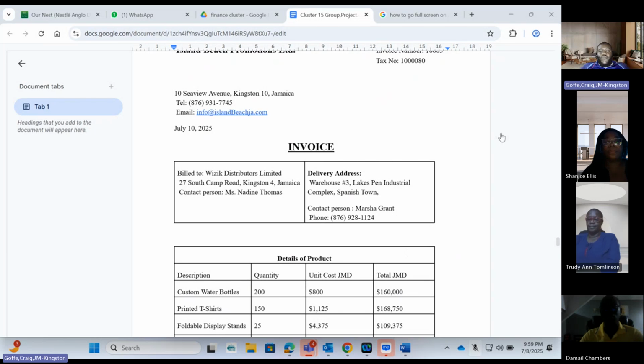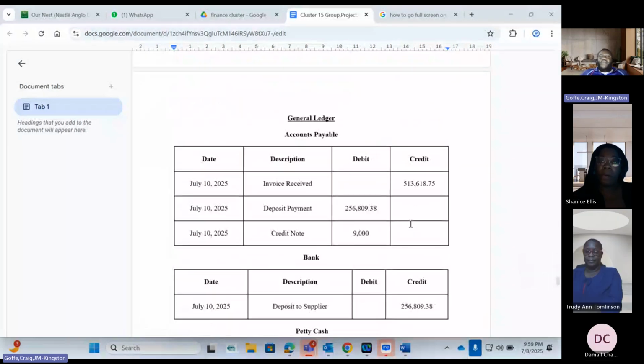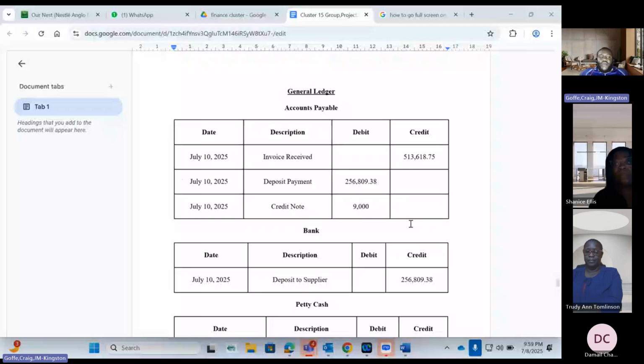All right, thank you for that, guys. Now, to wrap up, the final document we are looking at is a general ledger. So what is a general ledger? A general ledger, or GL, is a set of numbered accounts. A business uses it to keep track of its financial transactions and prepare financial reports.